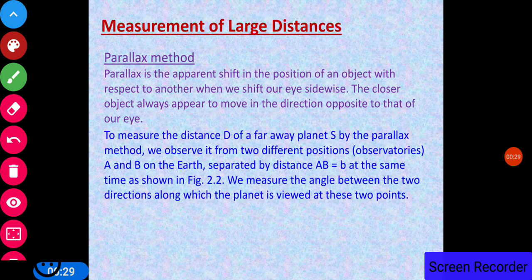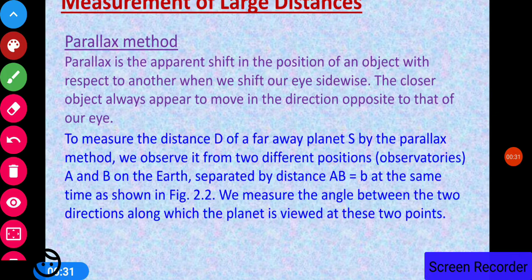Measurement of large distance. In the previous lecture, you have studied how we can measure distances directly, that is, using the meter scale, vernier calipers, and the screw gauge. Now, if we want to measure a large distance, like the distance of a planet from the Earth, then we have to use some indirect method. So let us discuss this. Now, the parallax method. What is the meaning of parallax?